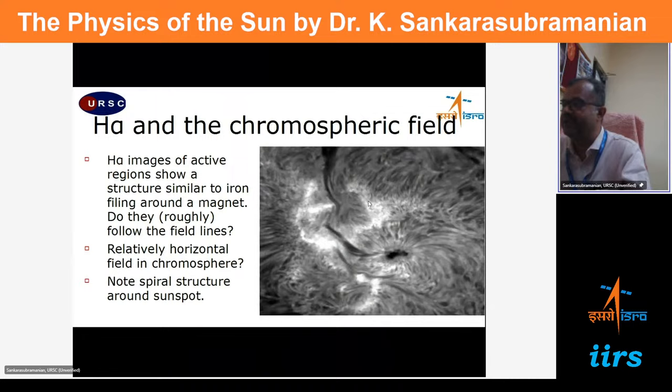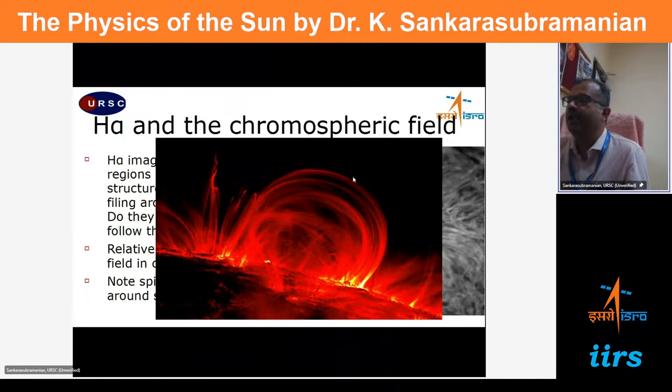And in the corona, if you look at it, you can see beautiful loop structures which connect the positive polarity to the negative polarity. And you can see that the magnetic field lines of force are actually embedded in this brightness. There are a lot of magnetic field lines nearby. They can crisscross, and when they crisscross, they reconnect. And that is how you get these flares and coronal mass ejections.